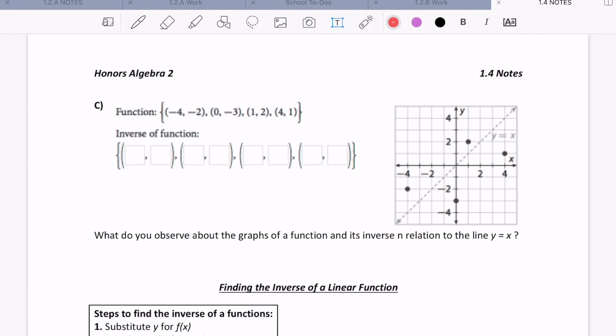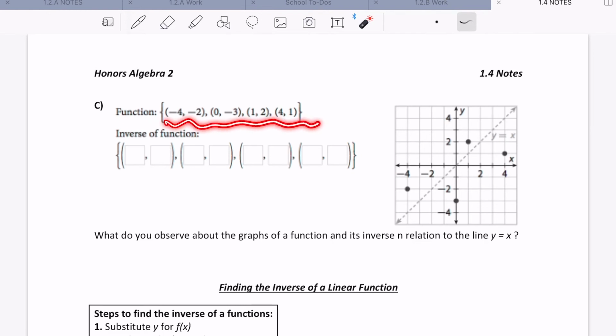All right, now let's go ahead and look at some graphing here. We have the function, and it is listed. You can see the coordinate points. Our function is (-4, -2), (0, -3), (1, 2), and (4, 1). Essentially, it's the same as a mapping diagram. Our mapping diagram simply took the x values, in this case, -4, 0, 1, and 4, and then it took the y values, -2, -3, 2, and 1. That's how we come up with a mapping diagram.